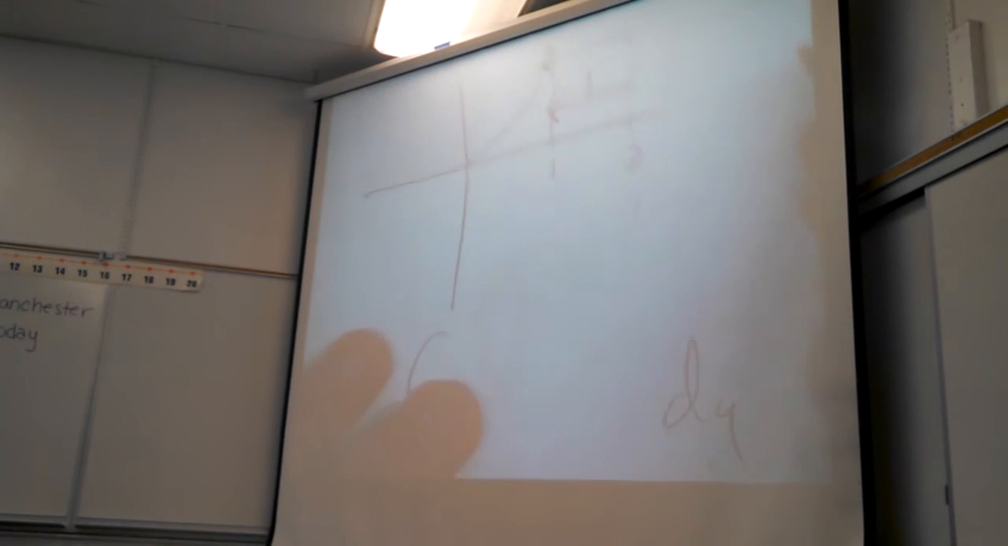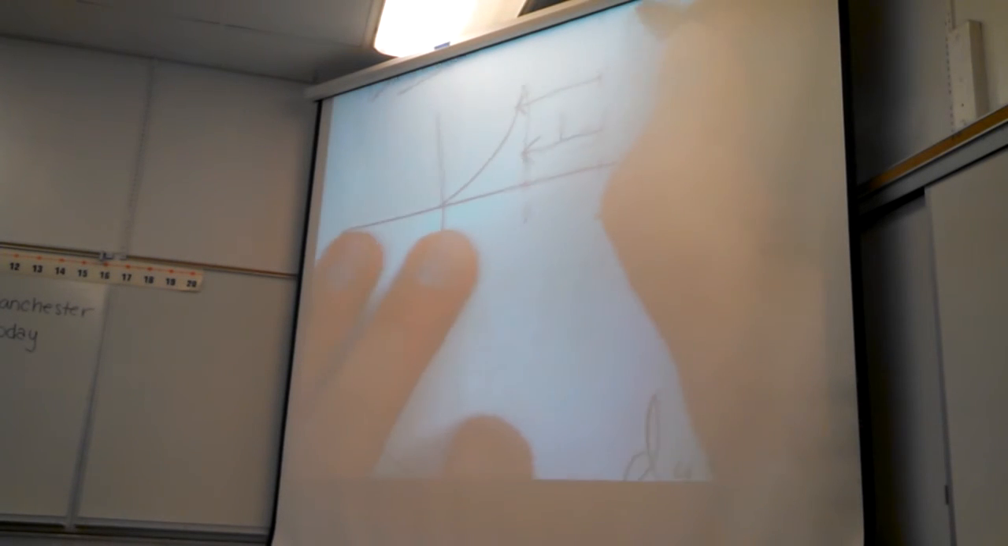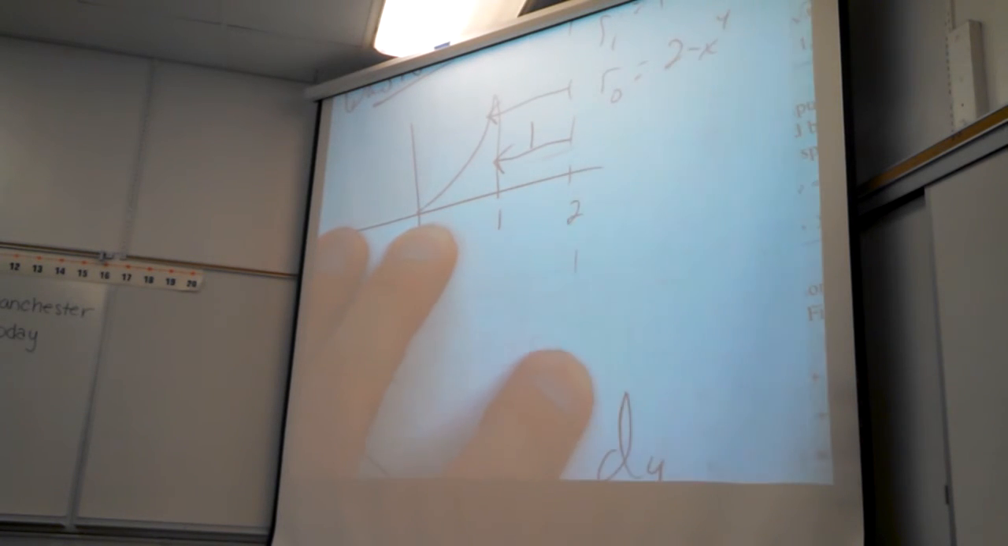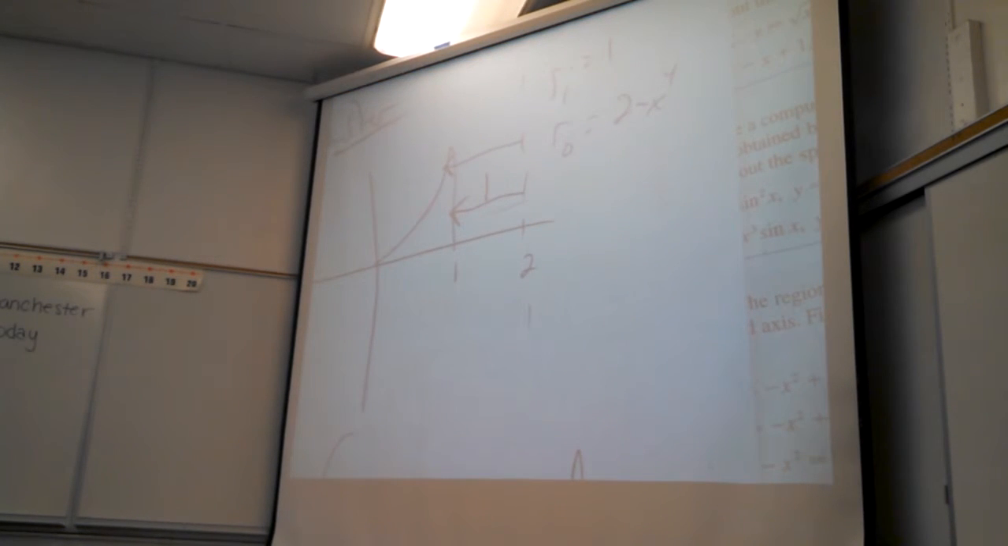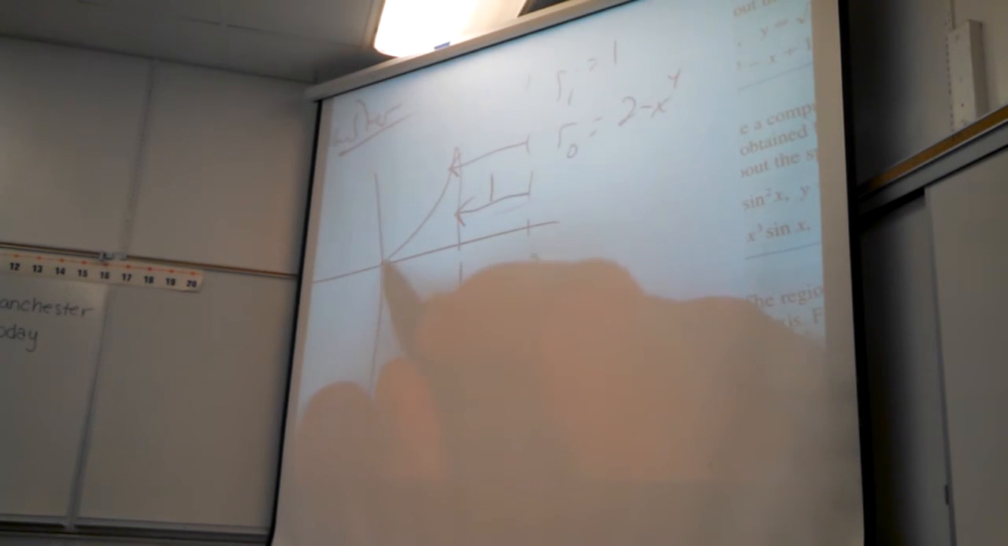What's the radius outer going to be? It's going to be 2 minus x to the 4th. So radius inner is 1. Radius outer, 2 minus x to the 4th. You can check yourself. When x is 0, how long should this be? It should be 2. When x is 0, it is 2.